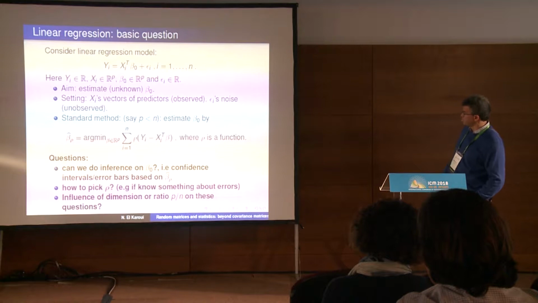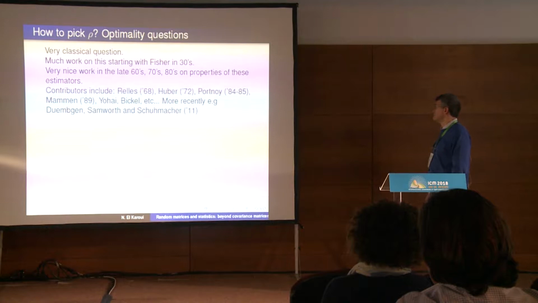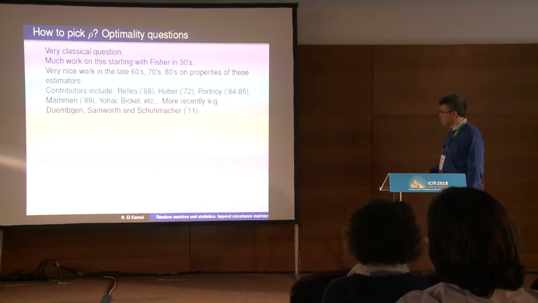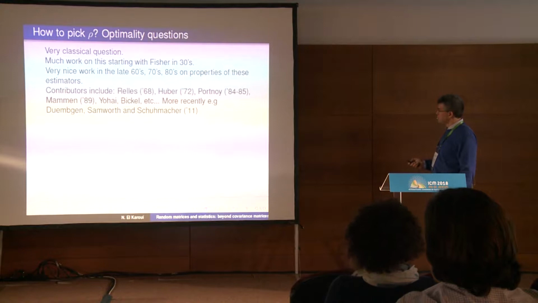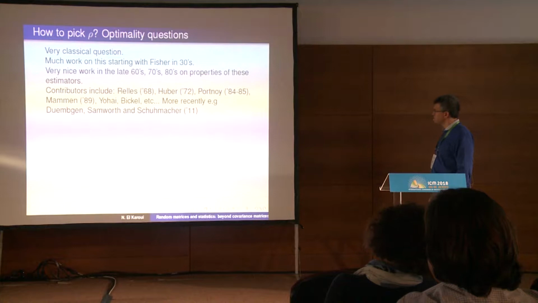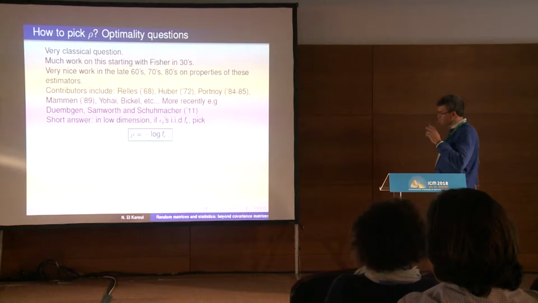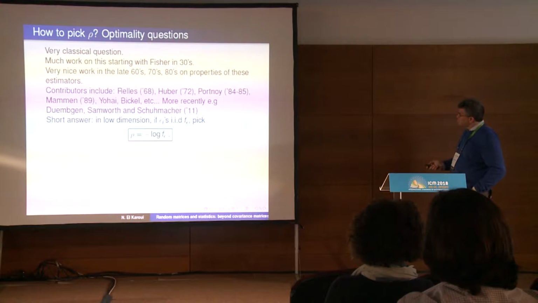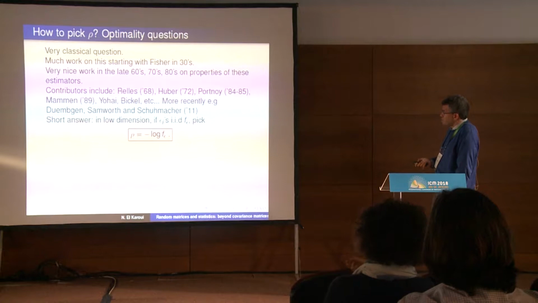Of course, it's an enormously classical question, and basically it started in the 30s with Fisher. There was tons of work on these types of problems in low dimension in the 60s and 70s, essentially following the lead of Huber and Relles' thesis at Yale in 68. More recently, some very interesting works of Donoho, Samworth, and Shrivastava also. And the short answer is basically that if you know the density of the errors, which let's say that we do, the natural thing to do is to take minus the log density of the errors.